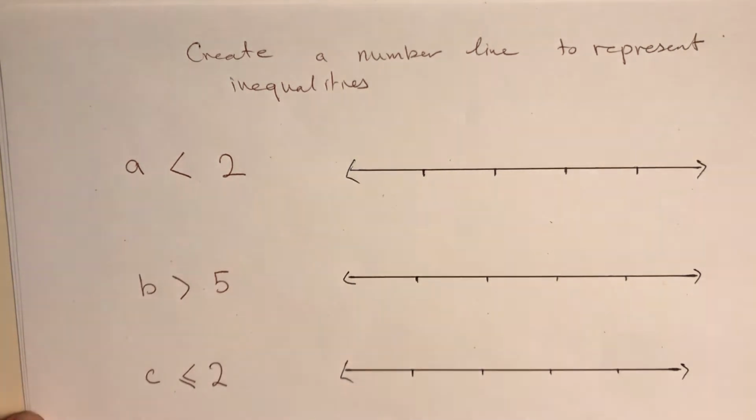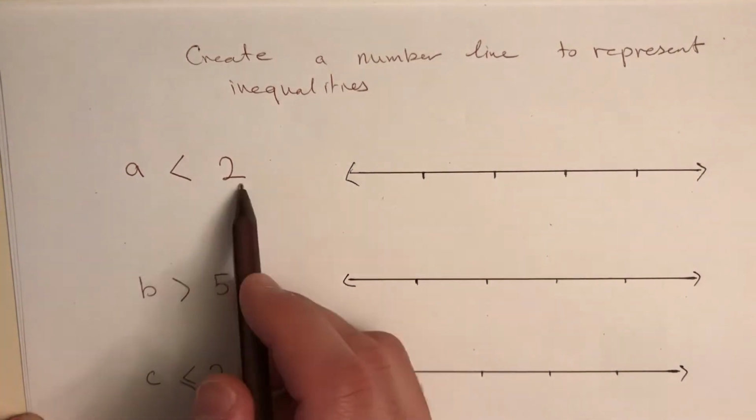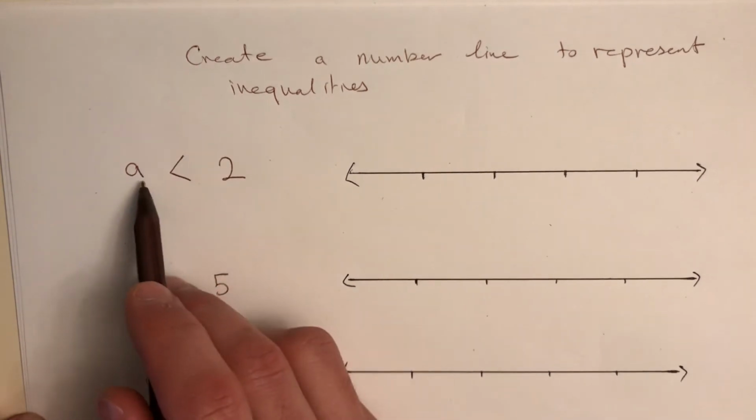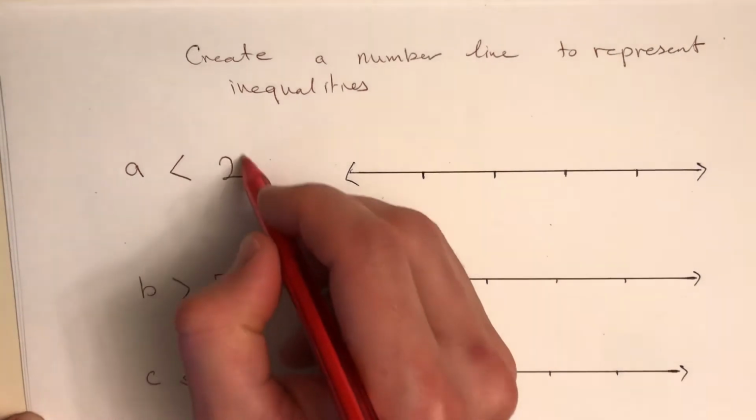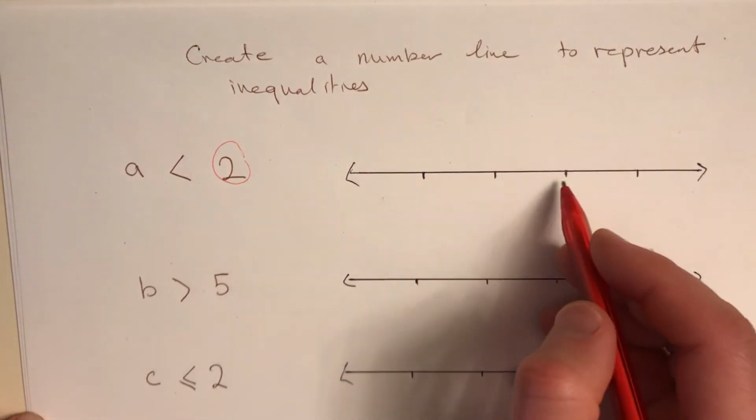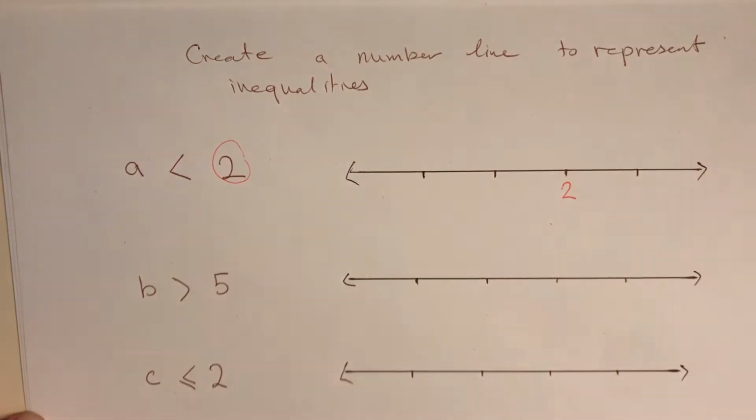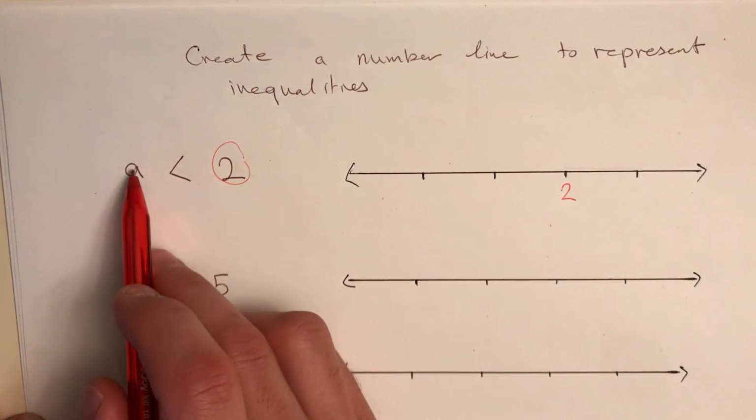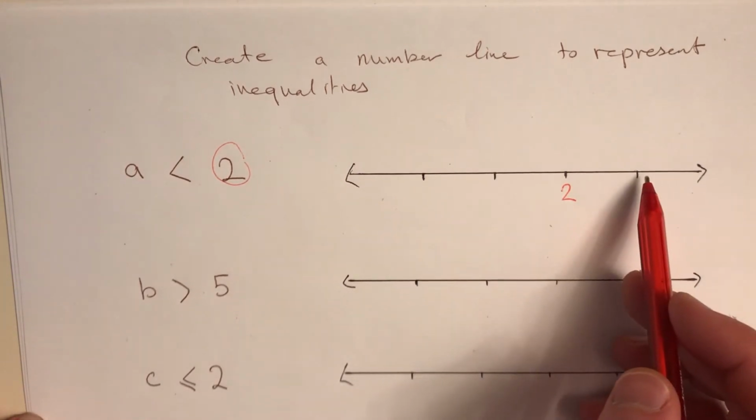Okay, so let's first look at a is less than 2, if you want to read this inequality. The first thing you want to do is look at the number. In this case, we have a 2. And you are going to put it in the middle of your number line. So in this case, I'm just going to go on this side right here. I put a 2. Okay, and then you have either side. You either go left or right.